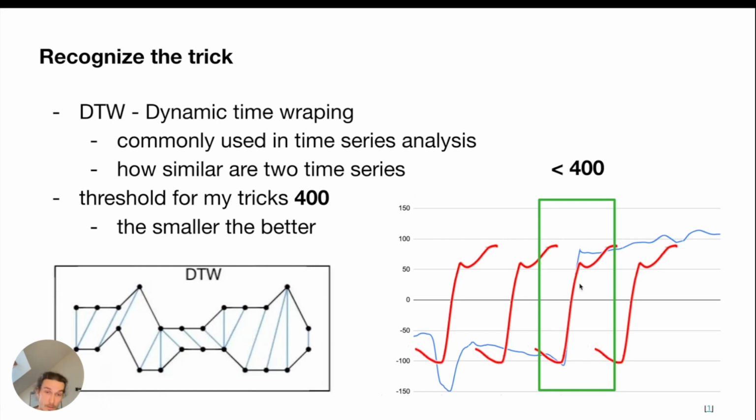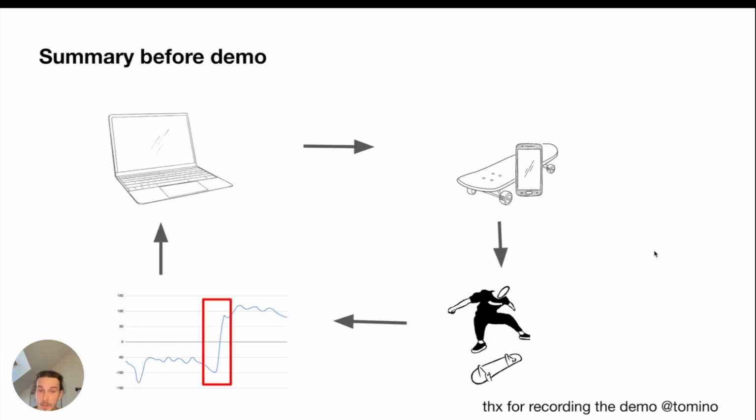So after cross-testing my data, I came to the conclusion that the threshold I was looking for to recognize the tricks is around 400. Quick summary before the demo. The quiz is showing a trick name. The skate is starting to record. I'm doing the trick. After 10 seconds, recognition starts, and then sends data back to the API.